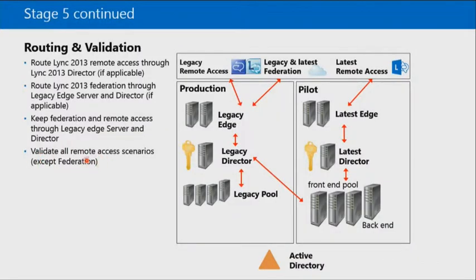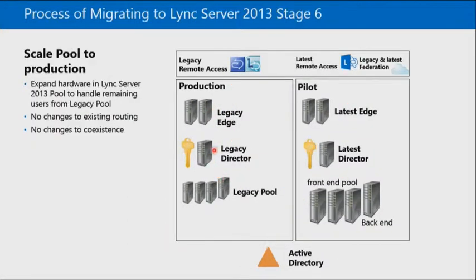Yep, and in this step, you should validate all your remote access scenarios, except for federation, obviously, because you haven't updated your federation route. Right, because remember, federation has a single pointer. Where's it going? Now you scale that new pool to production. You don't change anything in the routing, you don't change anything in the coexistence, but because you're moving to production, you build this new pool to production scale, to make sure that that works at the scale as desired.